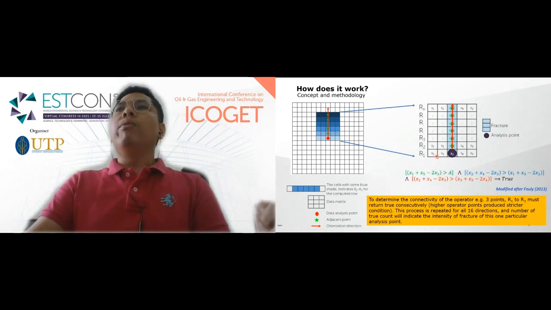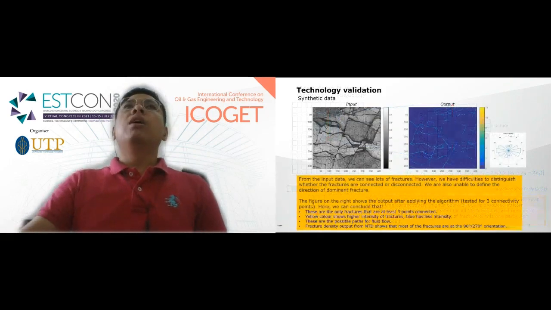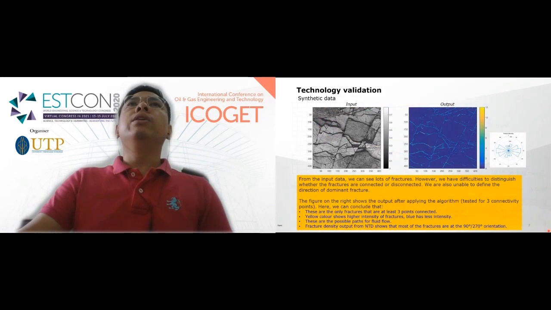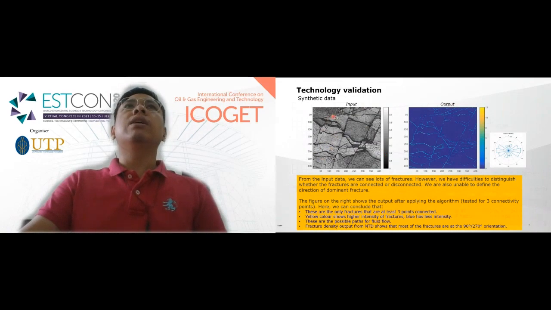And a similar workflow will be repeated at these blue cells at 0 degrees to ensure whether that line is a fracture or not. After it's done at 0 degrees, it will continue to scan at the next 22.5 degrees until 360 degrees to analyze the fractures in the other directions. During the NTD development, we used synthetic data as technology validation. From the input data, we can see lots of fractures, but we have difficulties distinguishing whether the fractures are connected or disconnected. We also cannot define the direction of the dominant fracture.